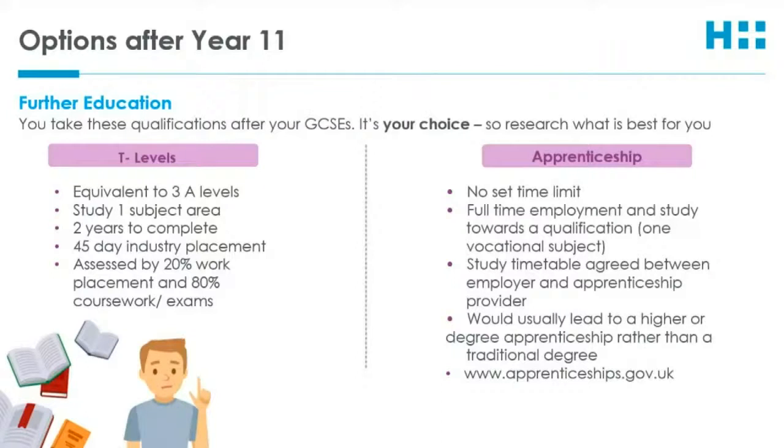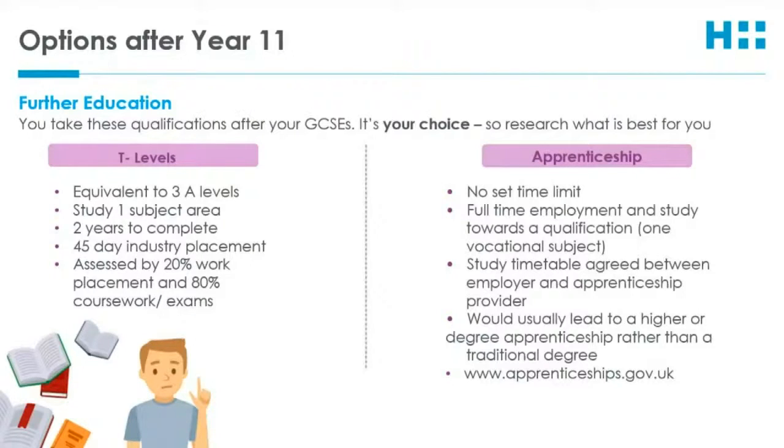So apprenticeships sometimes can be a bit more work because you've got to fit in a full-time job as well as doing your studying. Usually the study timetable is agreed between your employer and the apprenticeship provider. So the apprenticeship provider is usually a college. So that will depend on how many hours you are completing a week in terms of your actual studying. Apprenticeships can lead on to higher or degree apprenticeships rather than a sort of a traditional degree, but you can get a degree after doing an apprenticeship if you want to.